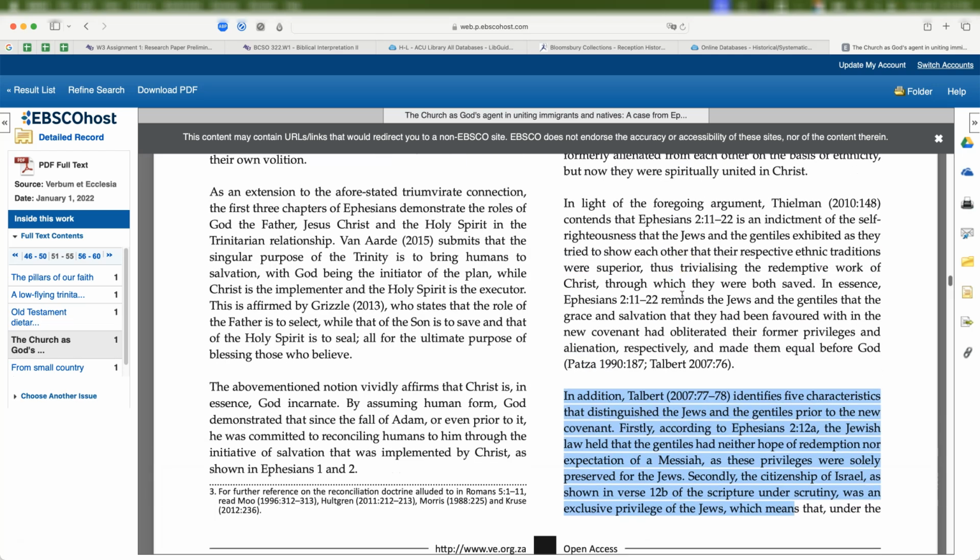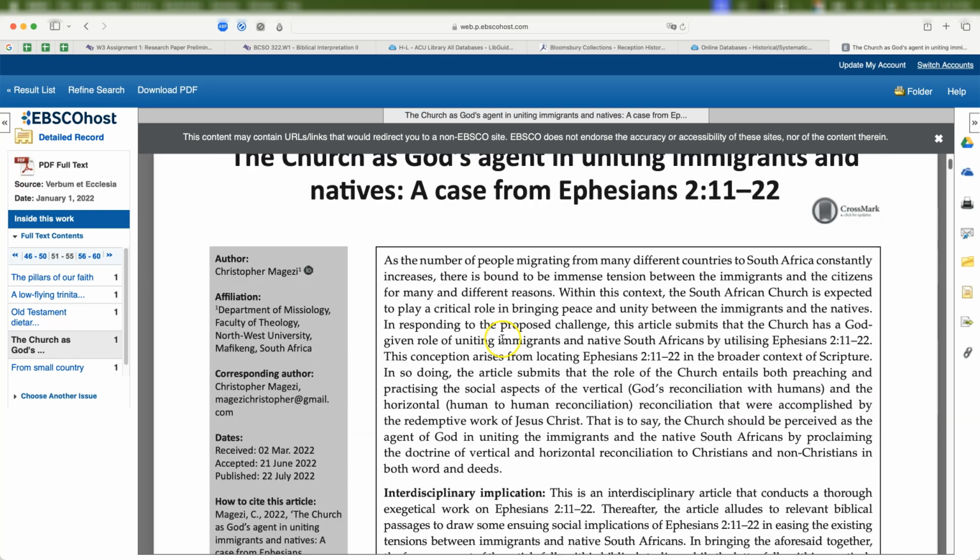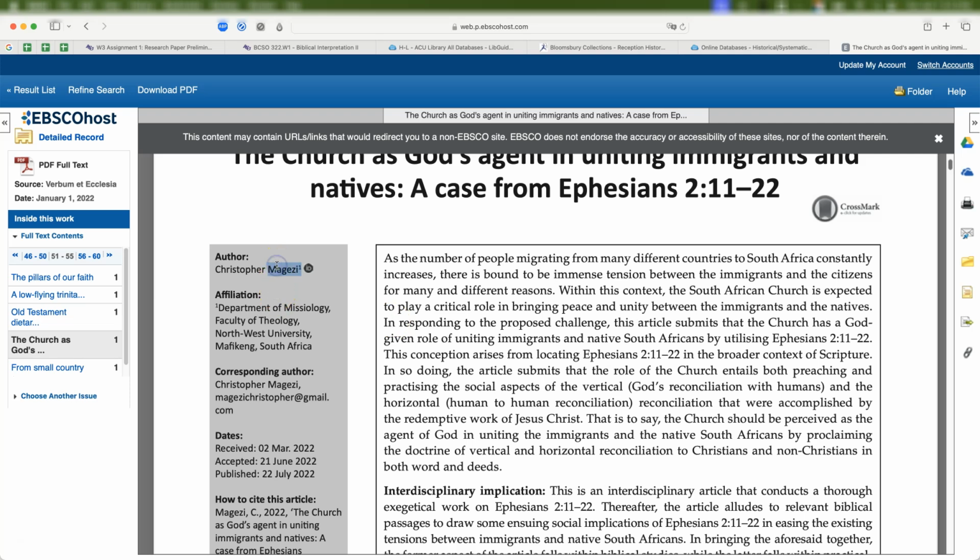So while this is an author who is writing and citing other people's research, you can certainly refer to the things they did. So in your citation, Talbot 2007, as cited by Magazi 2022. So that's not a problem. You can identify the different authors that they were using in that way.